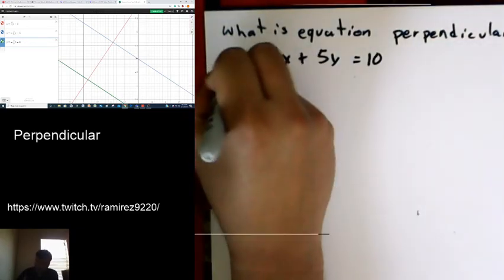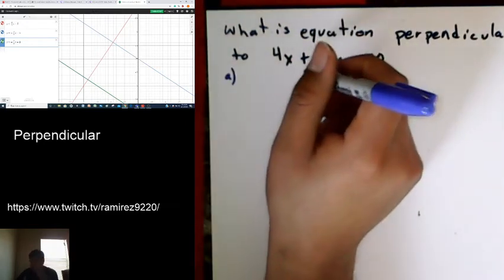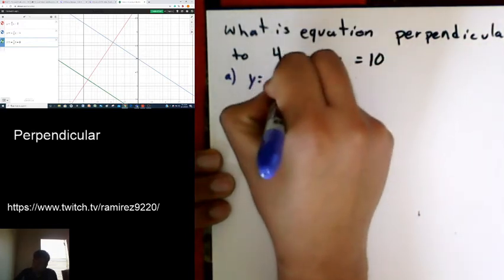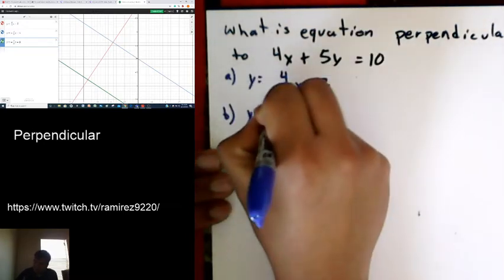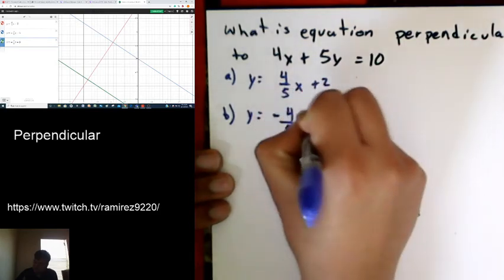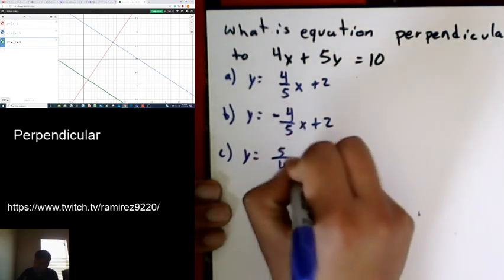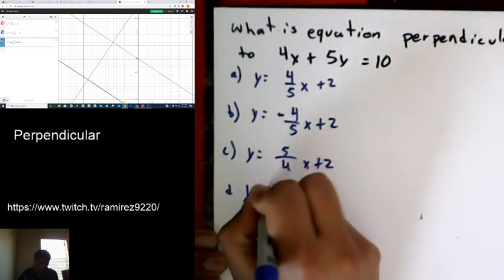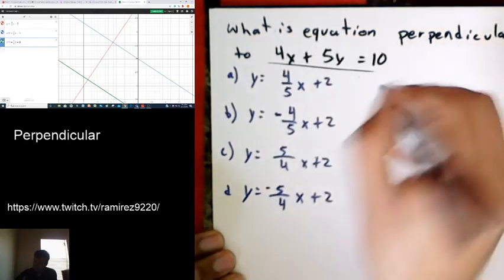Let's say answer choice A was y is equal to 4 over 5x plus 2. Y is equal to negative 4 over 5x plus 2. Y is equal to 5 over 4x plus 2. And y is equal to negative 5 over 4x plus 2. Obviously, if you had a graph, it'd be very straightforward. But let's just focus on the equation.